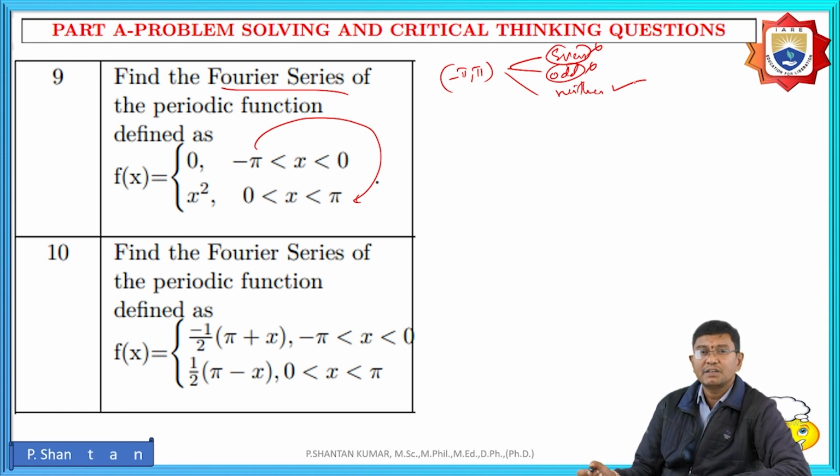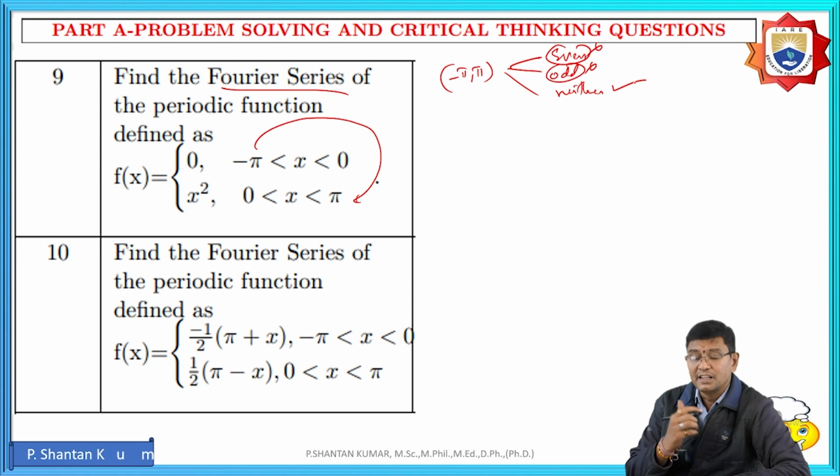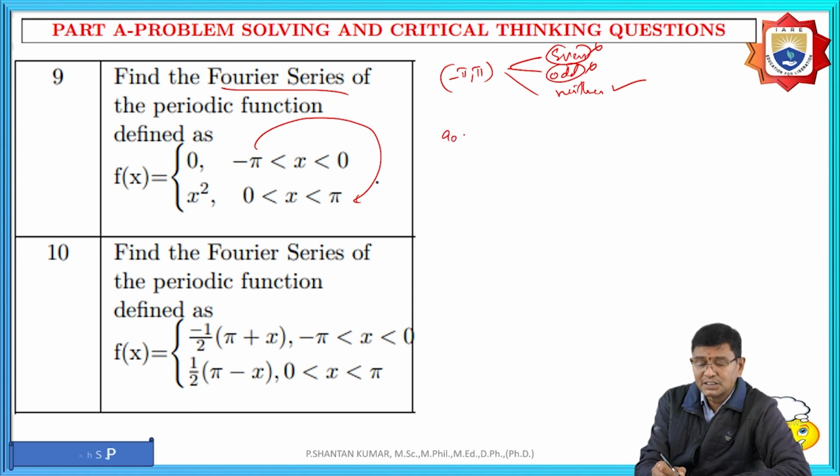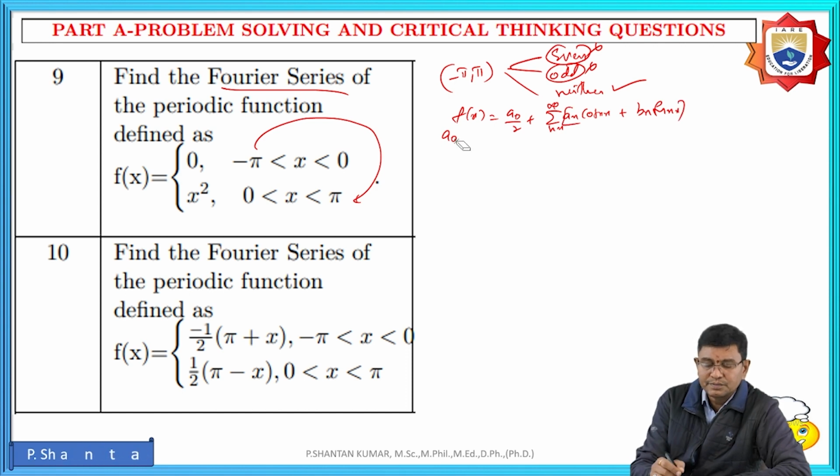Because it does not satisfy that f of minus x is equal to f of x, or that it is minus f of x. Therefore, the function is neither. For a neither function, you need to calculate the required series, that is f of x equal to a0 by 2 plus summation n equal to 1 to infinity of an cos nx plus bn sin nx, where the value of a0, as we know, is 1 by pi. There is no need to change the limits because it is a neither function. The limits are minus pi to pi, that is f of x dx.